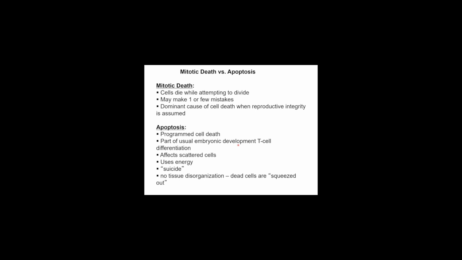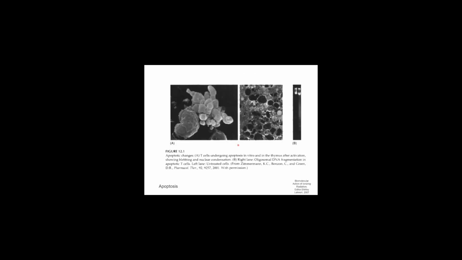It uses energy. It is a form of suicide. So the cell actually has to make a commitment to have proteins synthesized in order to kill itself. There's no tissue disorganization that happens at all. The dead cells are just sort of squeezed out. Here's the membrane blebbing portion that I mentioned before. The cell is a lymphocyte that's undergoing apoptosis. It's blebbing out its cell contents. The cell contents are in these little blebs that are released, and they're called apoptotic bodies when they're released, and they're often phagocytosed by the neighboring cells to be used.